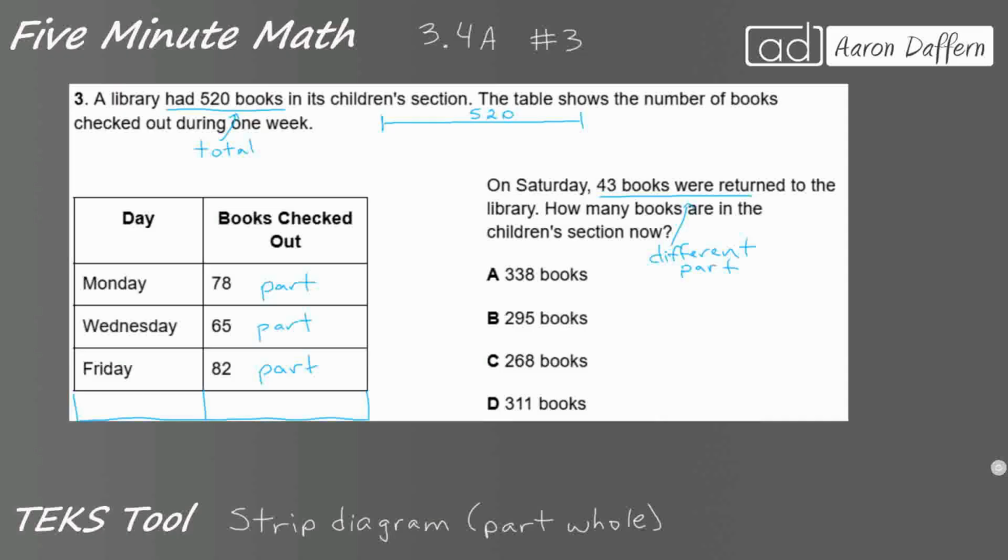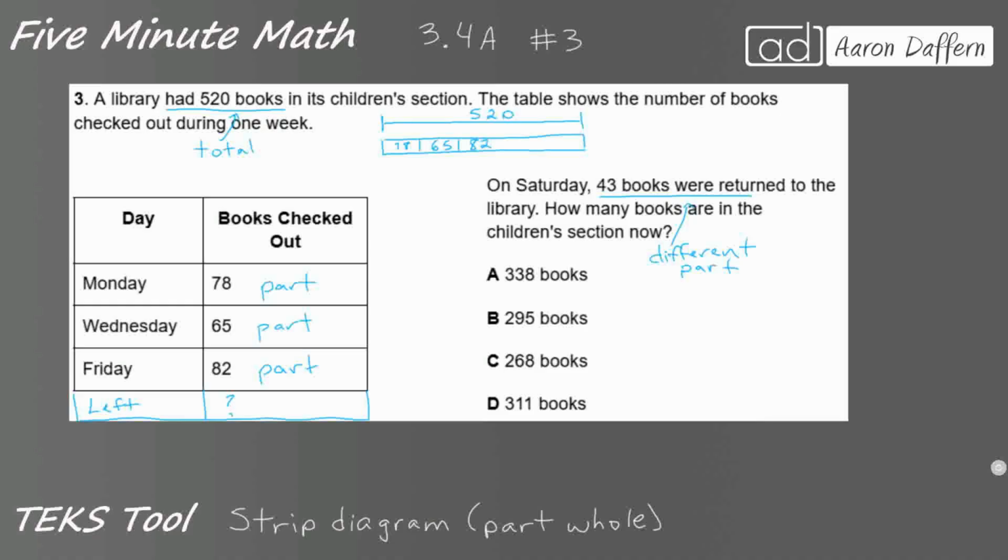Okay? And so how many are left before we return? And so that is a missing number that we need. Because what I could do then is break up my parts into 4 parts. All right, so I've got 78 that's being taken out on Monday. I've got 65 on Wednesday. I've got 82 on Friday.